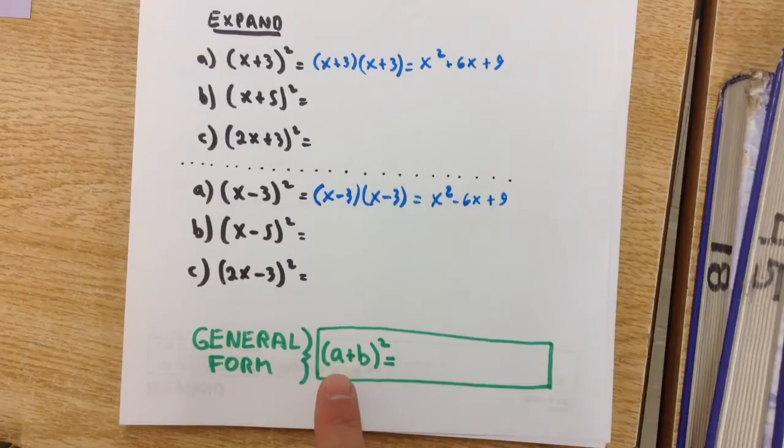And I'll probably say, if I have the first term plus the second term, squared, then my answer would be the first term squared plus, and then fill in the other two terms. How do you get those middle ones?